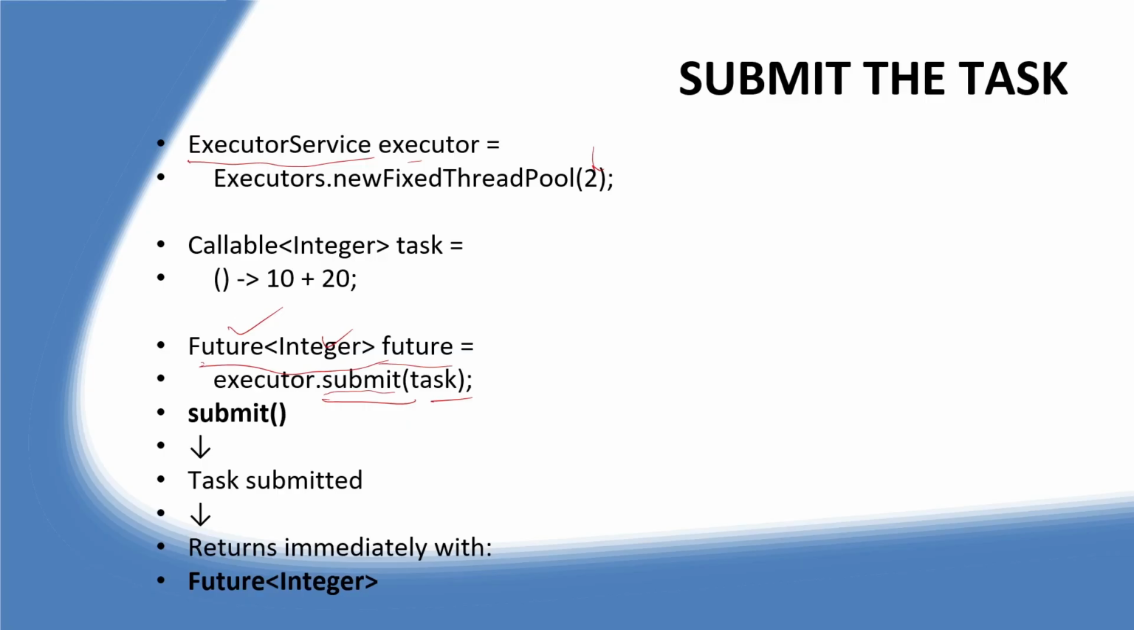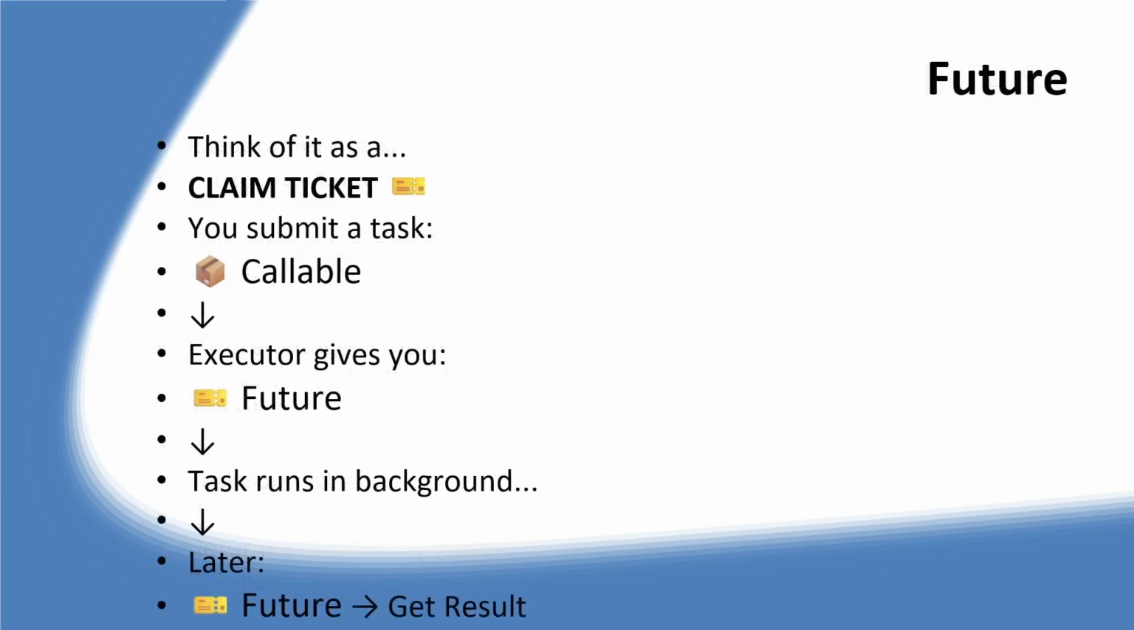Now we will see what a Future is. A simple way to understand Future is to think of it like a claim ticket. Imagine you give something to a service counter. Then the service counter gives you a ticket, and that ticket is not the final item. It represents something that you can retrieve when it is ready. Future works in a similar way.